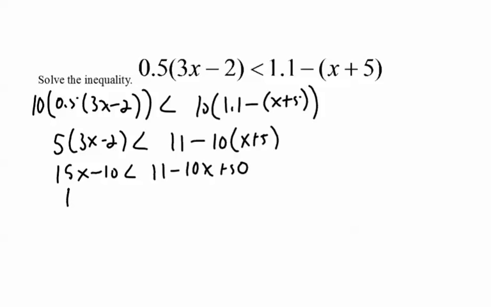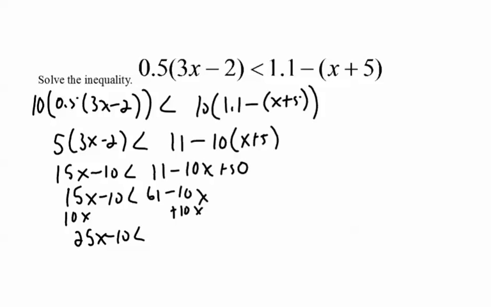I'm going to combine my like terms on the right, and that gets me 61 minus 10x. And then I'm going to add 10x to both sides. So I get 25x minus 10 is less than 61. I'm going to add 10, and I get 25x is less than 71. Well, guess what? I just noticed that I made a mistake again. I made a mistake right here.